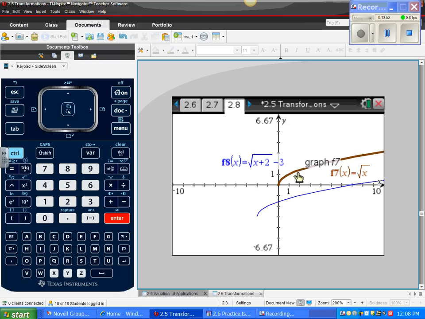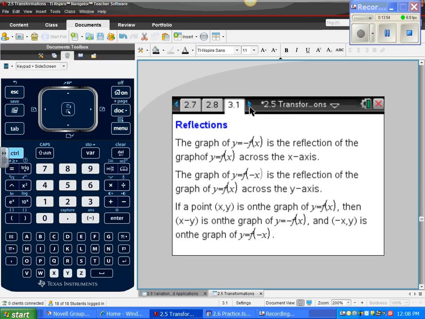Okay. So let's talk about reflections. The graph y equals negative f of x is the reflection of the graph y equals f of x across the x-axis. Okay? The graph of y equals f of negative x is the reflection of the graph y equals f of x across the y-axis. So if it's negative f of x, it's a reflection over the x. F of negative x is a reflection over the y.